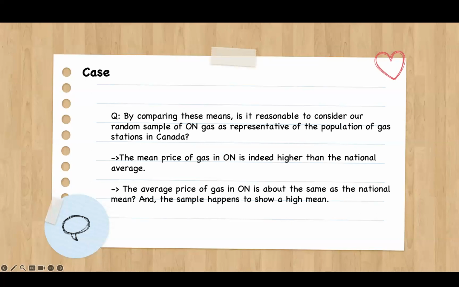We know the sample mean of $2.7 is higher than the population mean of $2.3, but it is estimated on a single sample in the study. It could mean two things. First, the mean price of gas in Ontario is indeed higher than the national average. Or second, the average price of gas in Ontario is about the same as the national mean, and the sample from the 100 gas stations just happens to show a high mean.